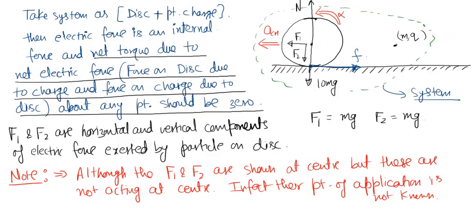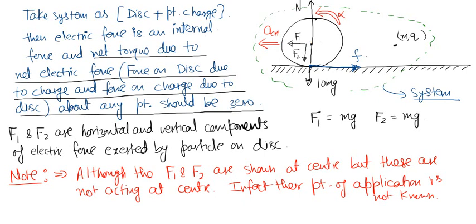Now, suppose I take my disk and this particle as a system, as you can see in this figure. Using this green color boundary, I have denoted that my system contains this disk and this charged particle. If I take my system as disk plus point charge, then the net electric force is an internal force. The electric force is basically the force which the entities of the system are exerting on each other. So the electric force is not an external force. It is an internal force.